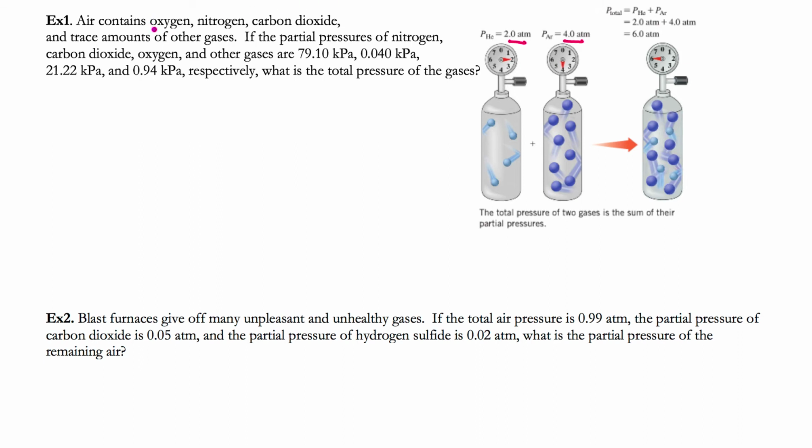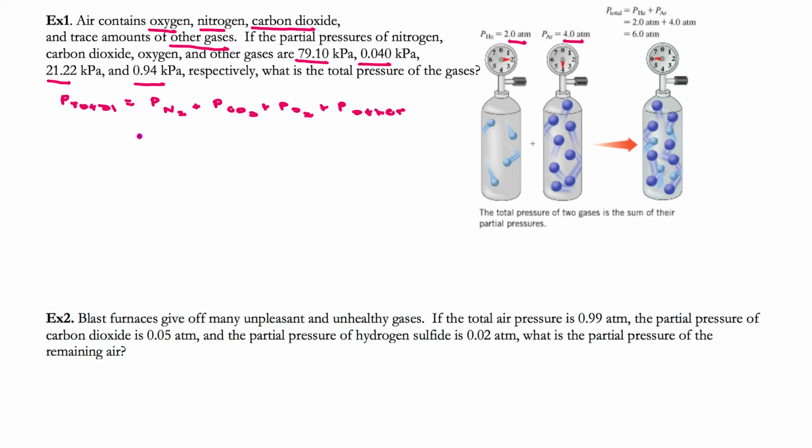It says air contains oxygen, nitrogen, and carbon dioxide, in addition to some trace amounts of other gases. If the partial pressures of nitrogen, carbon dioxide, oxygen, and other gases are, so it gives you each of the partial pressures, 79.10, this, and this, respectively, what is the total pressure? So remember, as Dalton's law of partial pressure tells us, the total pressure here is going to be equal to the partial pressure of nitrogen, N2, plus the partial pressure of carbon dioxide, plus the partial pressure of oxygen, plus the partial pressure of any other gases.